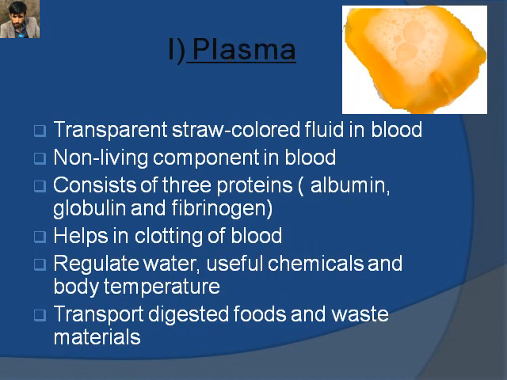Plasma is a non-living, transparent and yellow-colored fluid found in blood. It consists of three different proteins, namely albumin, globulin, and fibrinogen, each having specific functions in blood. It consists of 90% water and the rest are proteins, fat, carbohydrates, minerals, etc.